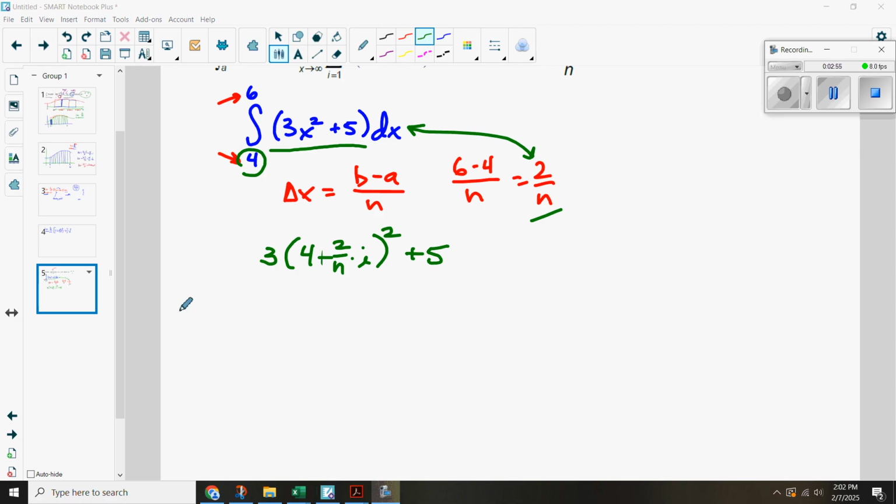So my Riemann sum for this integral right here looks like the limit as n approaches infinity of the sum, i equals 1 to n, of 3 times (4 plus 2i over n) squared plus 5. That is the height of each, because that's the function, that's the height. And then I multiply it by the width, which is 2 over n, my delta x.